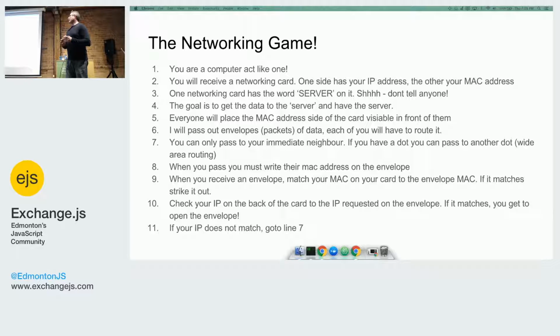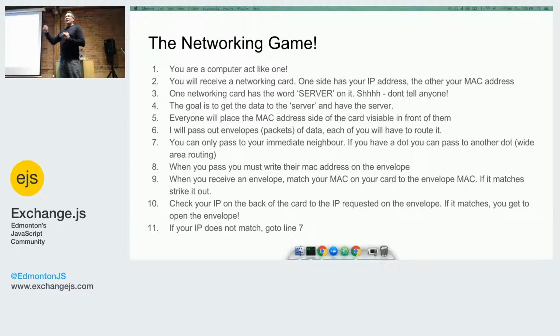I'm going to pass out envelopes, and you're going to have to route them around. You can only pass to your immediate neighbor. That's one of the rules, okay? You can't walk around, you can only pass to your neighbor. So if you're in a corner, that's maybe behind you and beside you.